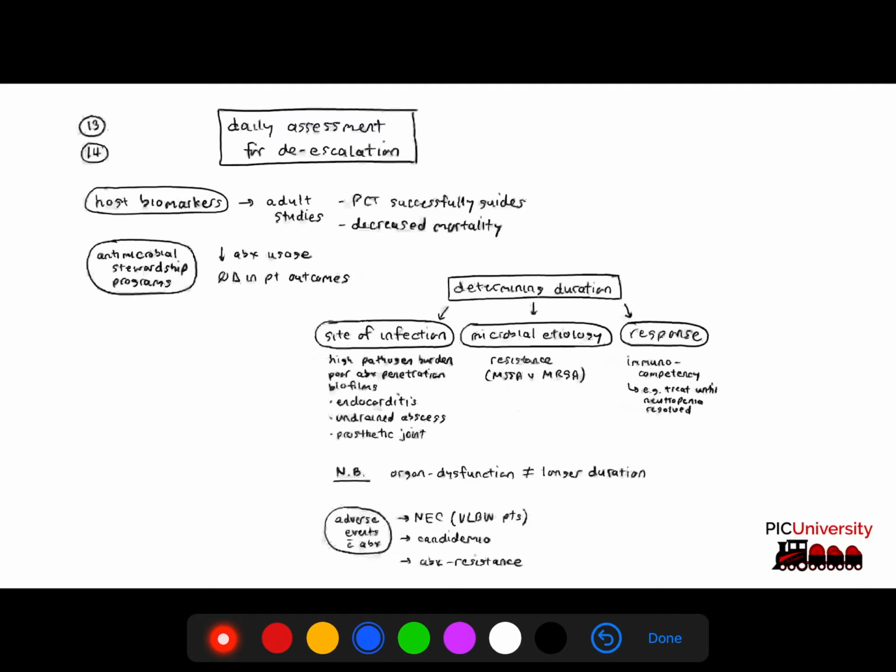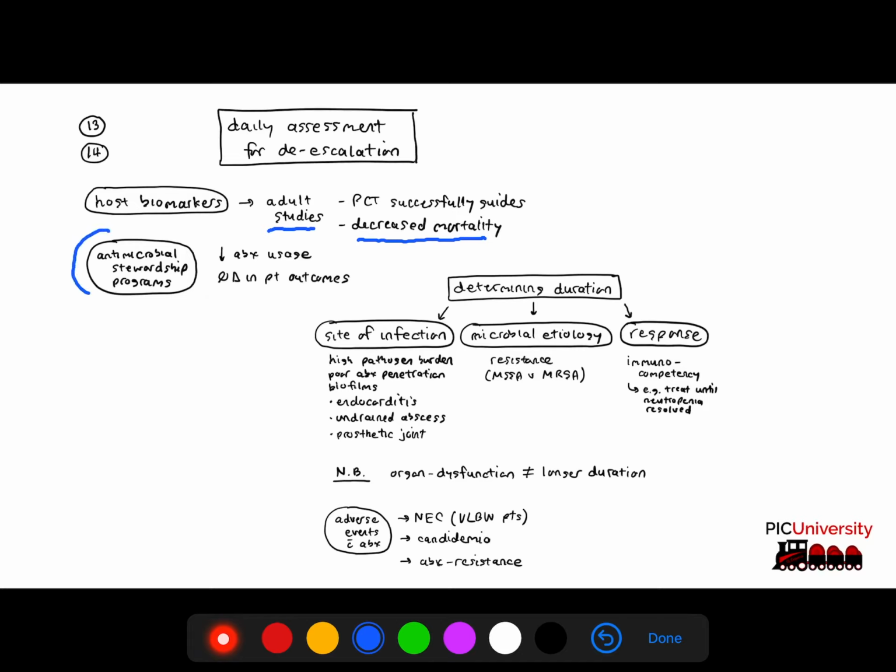Additionally, regarding antibiotic therapy, the committee makes a recommendation to make a daily assessment for de-escalation of antibiotic therapy. And the way we can achieve this is through a number of different ways. There have been several adult studies that have shown that the use of procalcitonin has successfully guided antibiotic therapy and helped with de-escalation of therapy. And additionally, procalcitonin has actually been shown to decrease mortality when used in these patients.